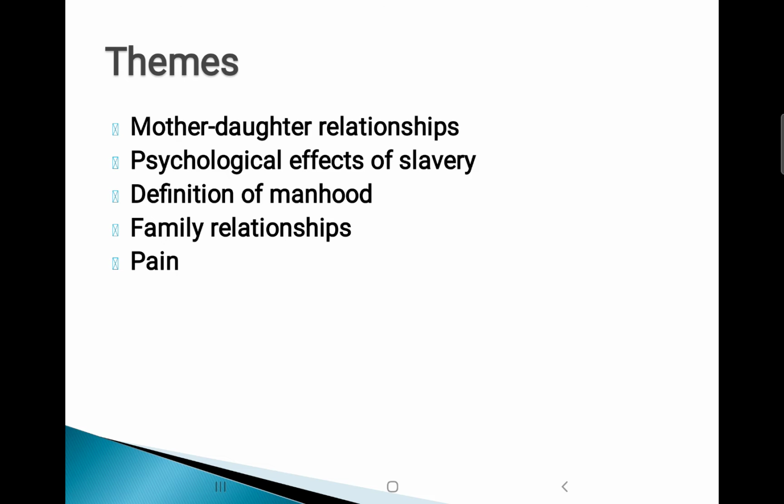Now what you got here? Before we move further, we need to understand the themes. Here I have found at least 5 themes which can be seen in the particular novel. The first one is mother-daughter relationships. Look, maternal bonds between Sethe and her children. Sethe is the protagonist of this novel. I will get to that.